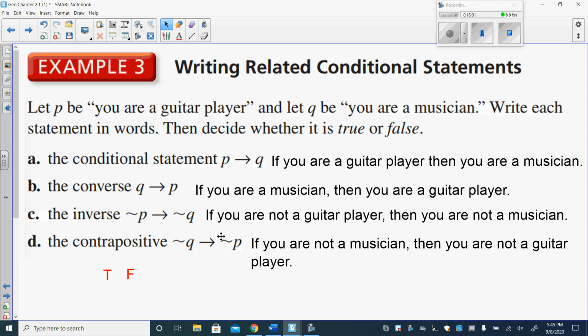If you're a guitar player, then you're a musician. Well, guitar players are musicians, aren't they? So if you are a guitar player, then you are a musician. You play a musical instrument. I would say that this is a true statement. That is true.